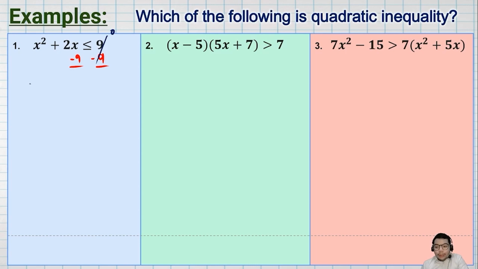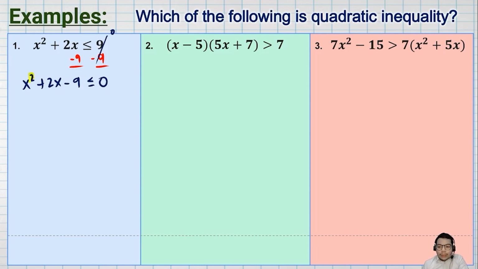Our inequality now will be equal to x squared plus 2x. Since hindi sila similar, 2x tsaka negative 9, we cannot combine them. So ang gagawin natin, pagsasamahin na lang natin sila dito sa ating inequality. Copy na lang natin sila parehas. So, we have x squared plus 2x minus 9 is less than or equal to 0. Mas mukha na siyang standard form ng ating quadratic inequality.